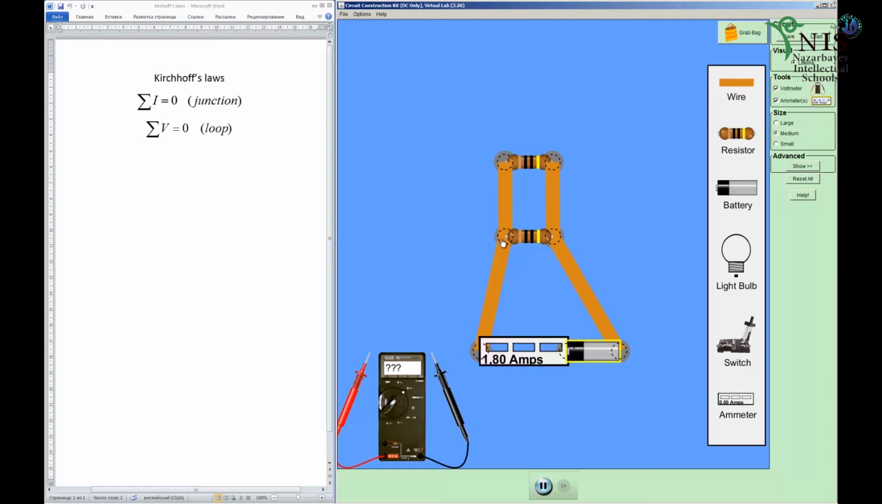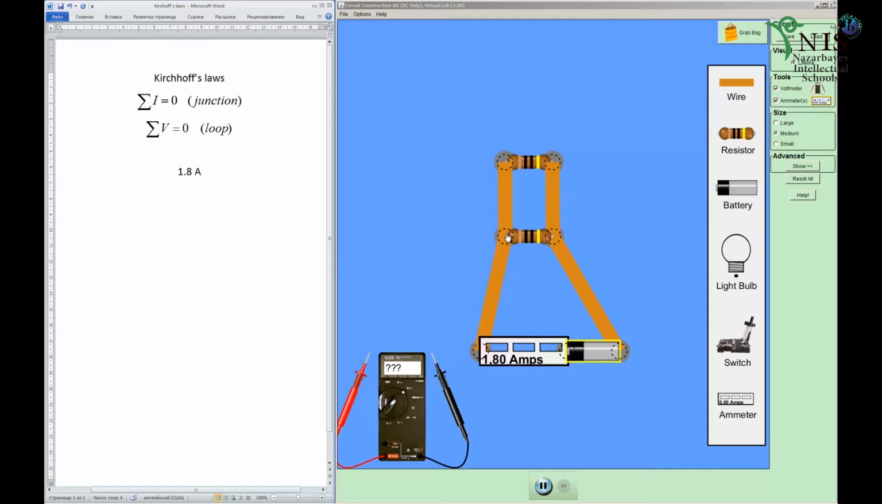Meaning current coming into this junction, let's consider this junction. Current coming into this junction is 1.8 amperes, meaning this is positive because it's coming into the junction. It's 1.8 amperes. Sorry, switch language. Yes, 1.8 amperes. It's positive. Then we need to measure current going out of junction, this direction and this direction.